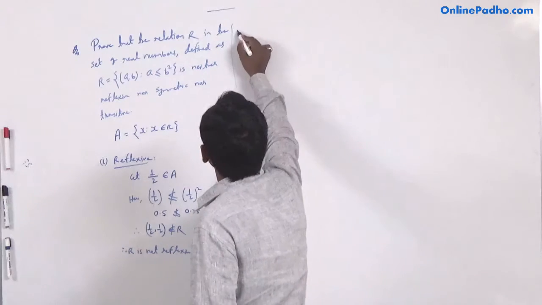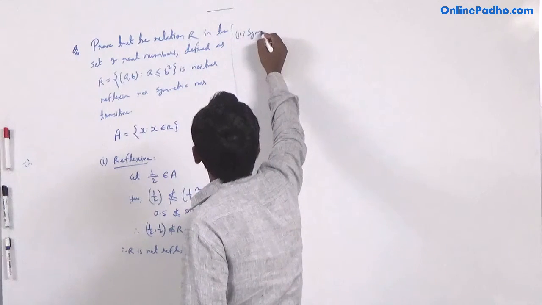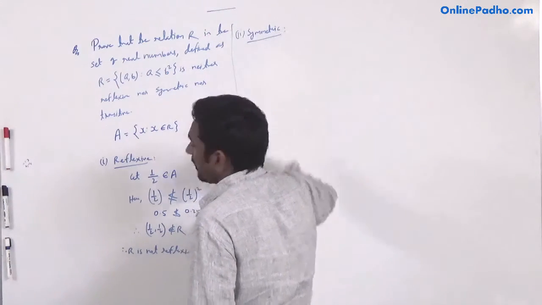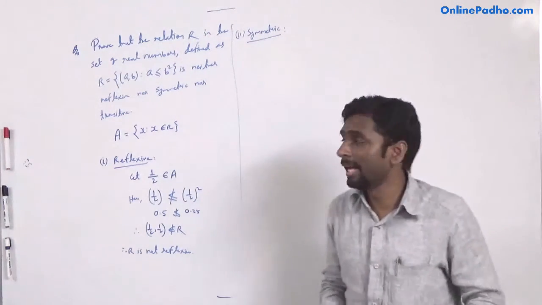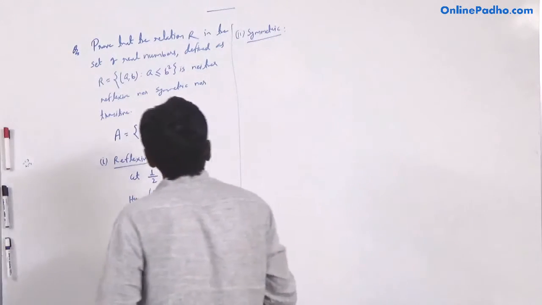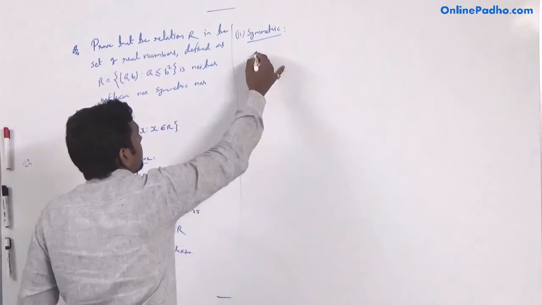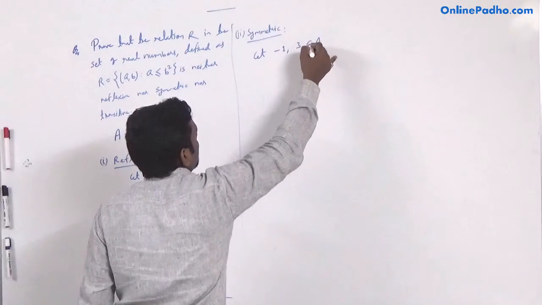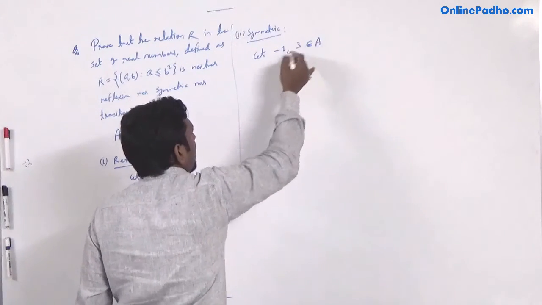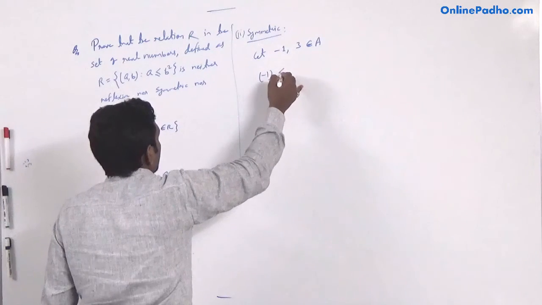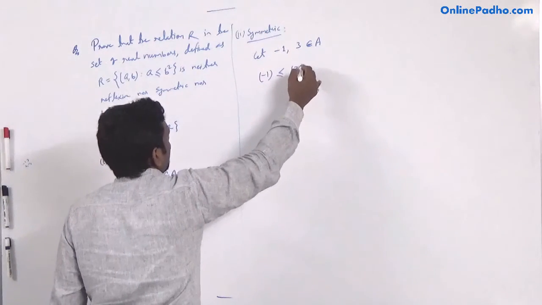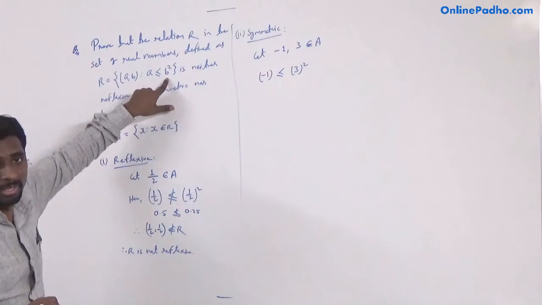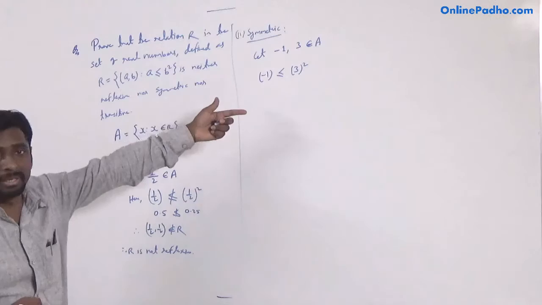Now second, symmetry. We will check symmetry, right? So now we have to consider any two elements that are real numbers. Let -1, 3 belong to set A. We have both real numbers, and -1 is less than or equal to 3 square. Yes or no? Yes. -1 is less than 9.